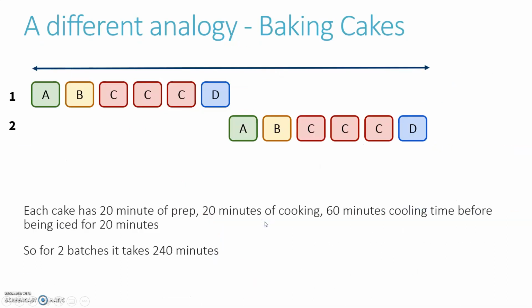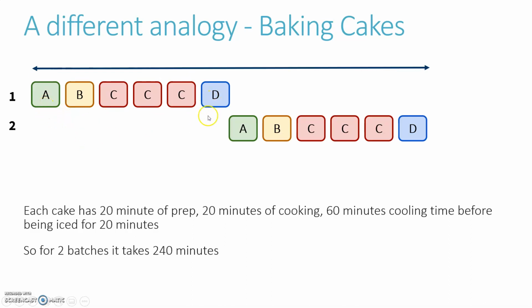Okay, let's have a look at a slightly different analogy, just to look at some problems that you might come across. So in this analogy, we're talking about baking cakes. The A represents 20 minutes that it takes to prep the cake, so that's all the mixing and the ingredients, measuring and that type of stuff. B is the 20 minutes of cooking, so putting it into the oven. C, in 3 blocks of 20 minutes, is your cooling time, and then D is your final 20 minutes that's used for icing. So the whole thing for one cake takes 2 hours.